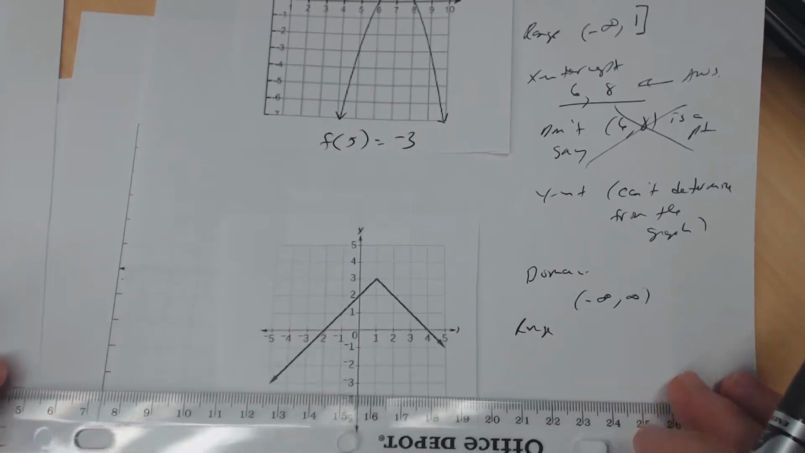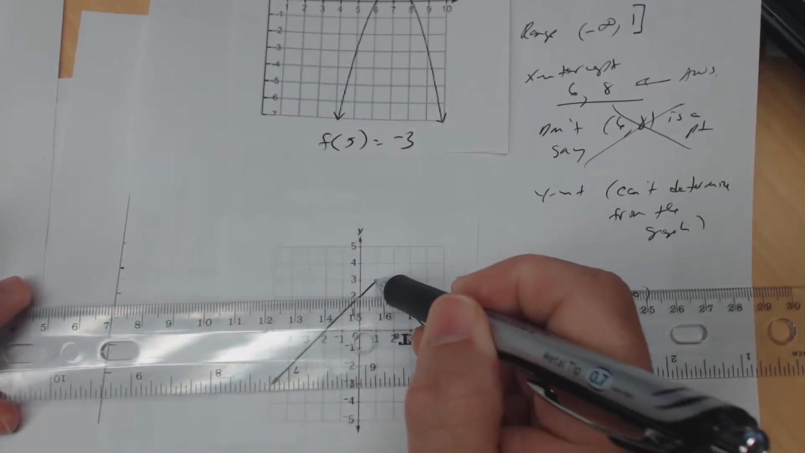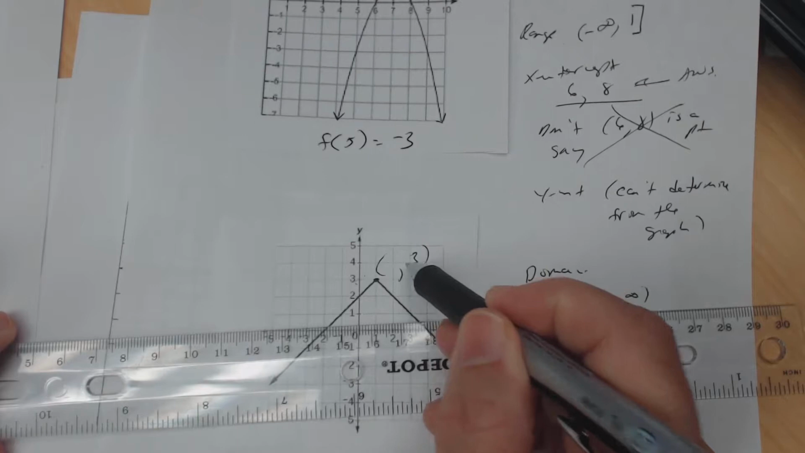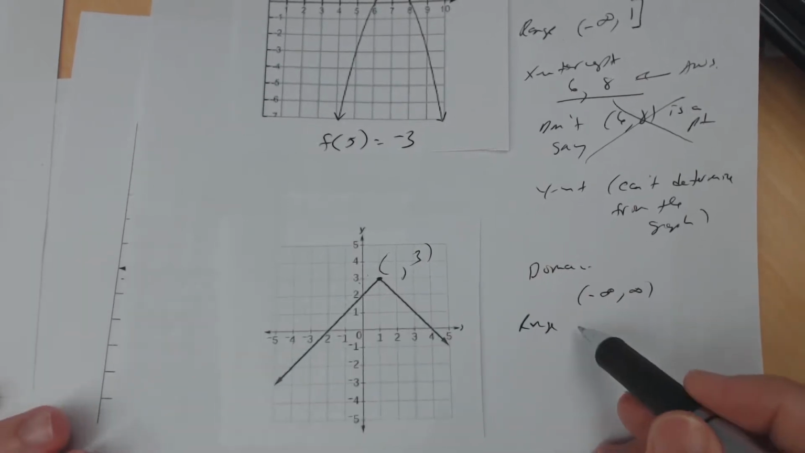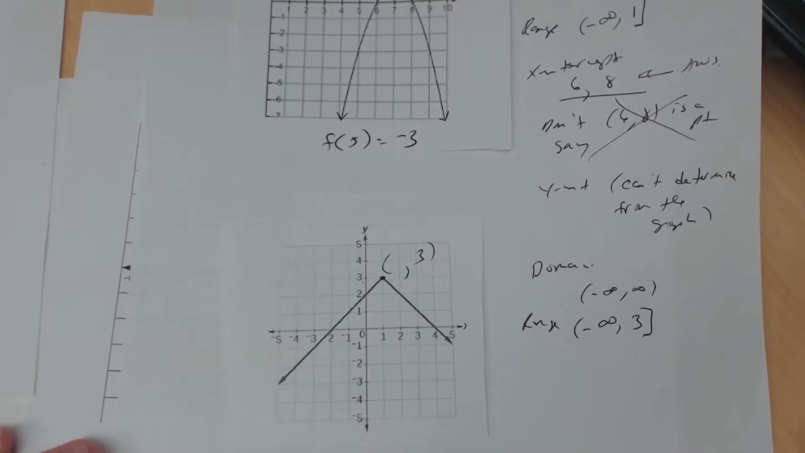So I'm going from negative infinity all the way to, and then I just have to find what this maximum y value is. Well, that maximum y value is 3. So I'm going from negative infinity to 3 with a bracket.